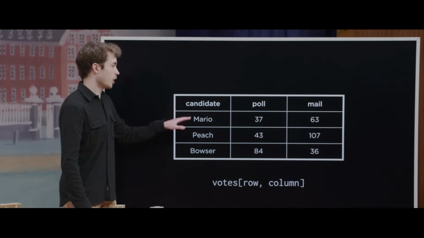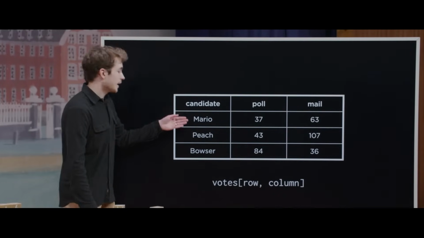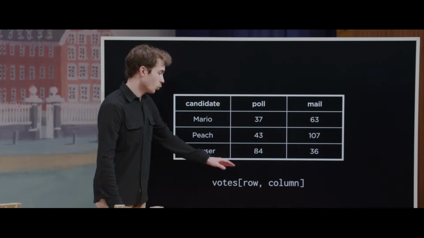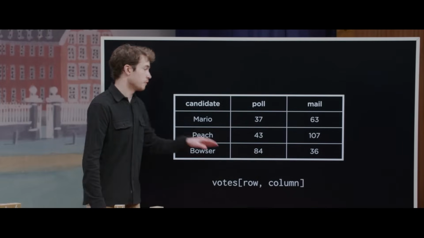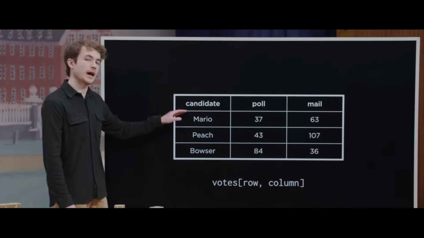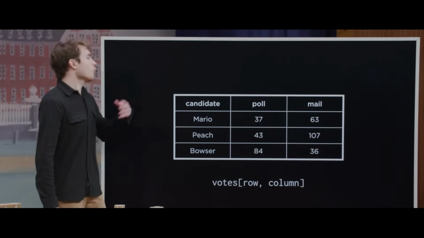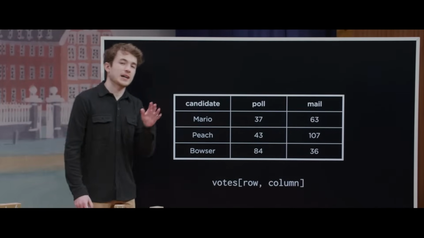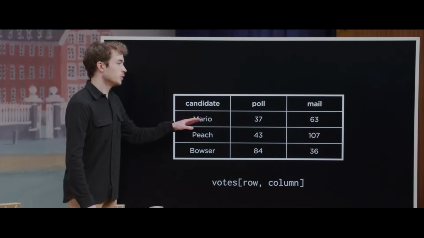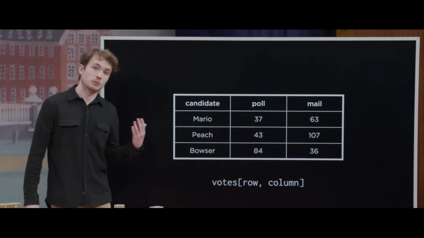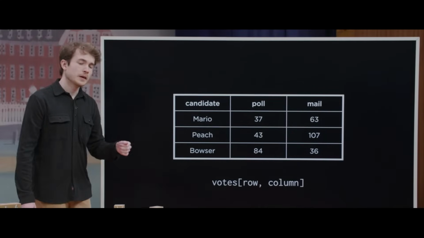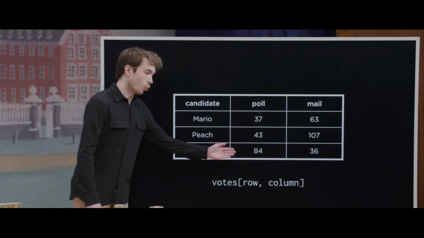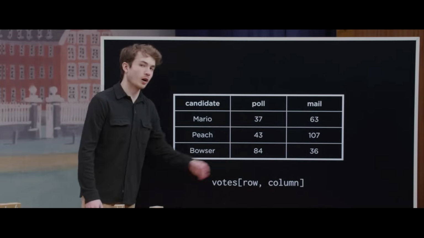So for instance, let's say I wanted to access this particular value, Mario in the first column and the first row, well, in that case, I could type votes bracket 1, comma, space 1 for the first value in the first row and the first column. But more often, you want to access not just one particular value, but all the values in a column or all the values in a row. And to do that, you can simply omit one or the other, the row or the column value.